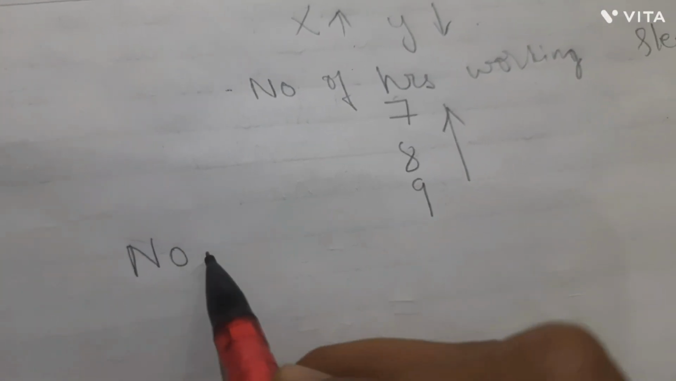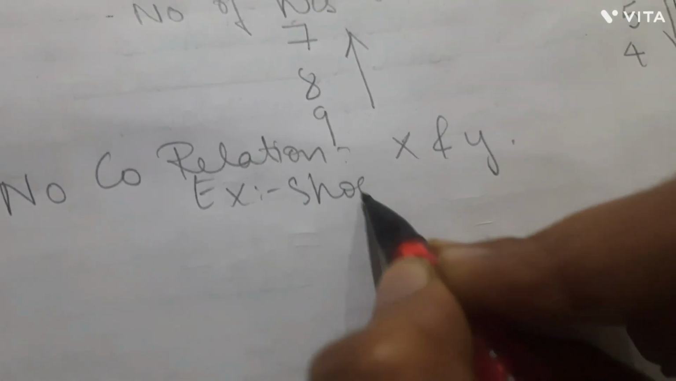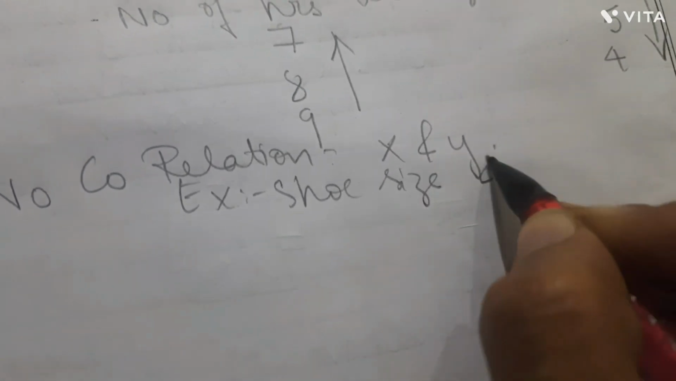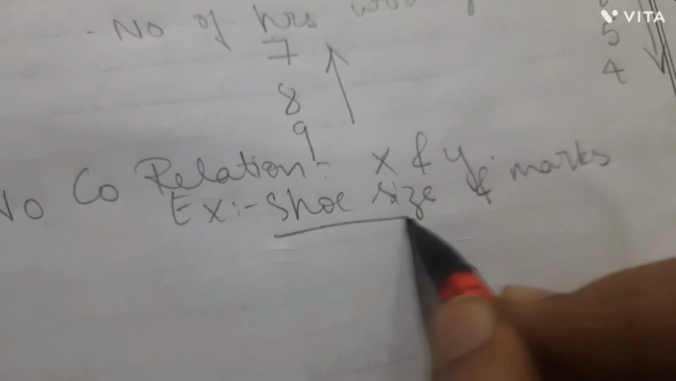And there is a third type also, that is no correlation. In this, there is no relationship between the x and y variables. For example, shoe size and marks, there is no relationship between these two variables, right? So that is called no correlation.